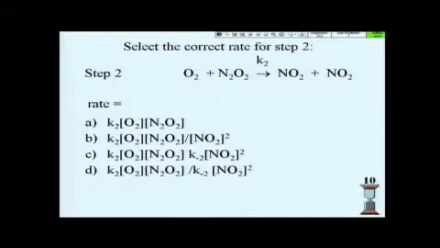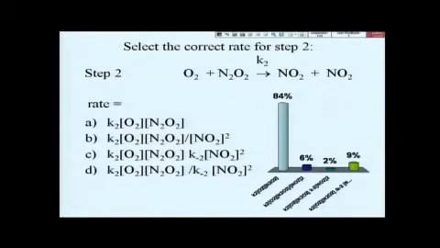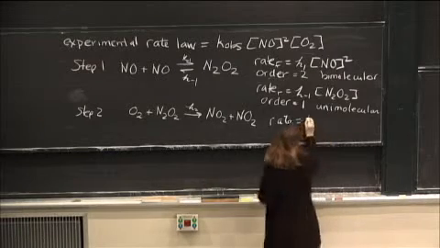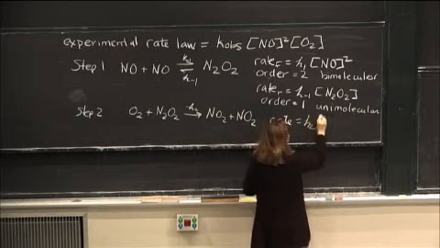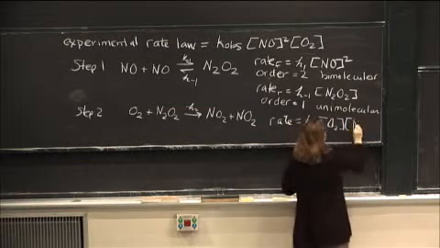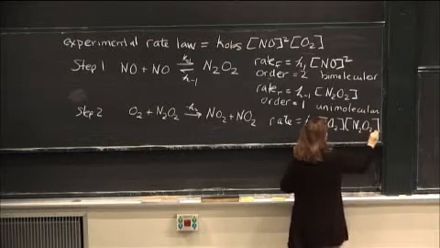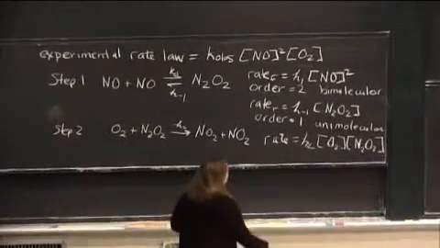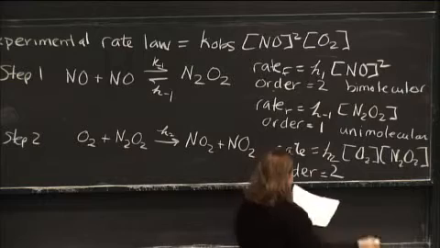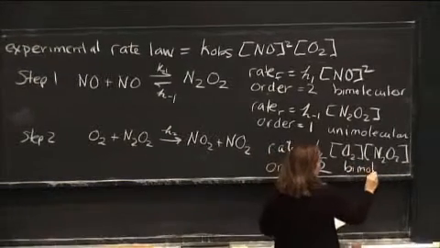Okay, just 10 more seconds. Yep. So we write it exactly as written. So we have the K2 times the concentration of O2 times the concentration of N2O2. All right, so what is the overall order here? 2. And again, that would be the bimolecular.